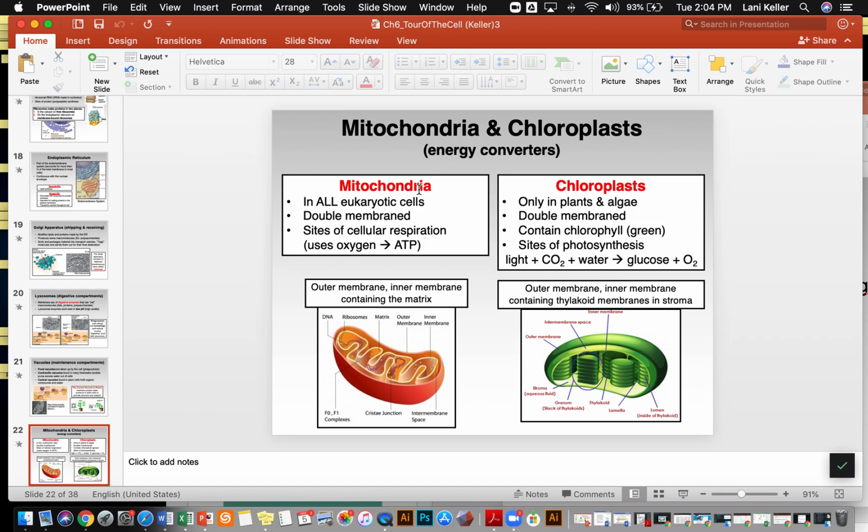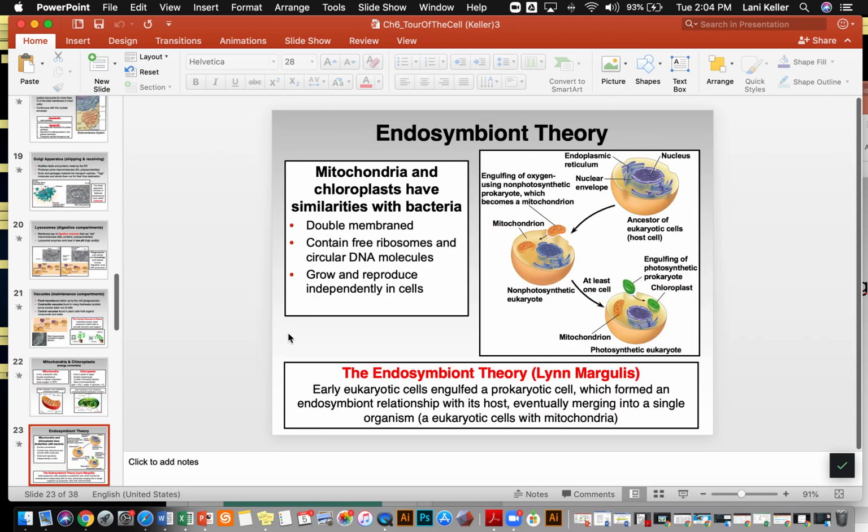The energy converters are the mitochondria and the chloroplast. Mitochondria are responsible for cellular respiration. All eukaryotic cells have mitochondria. Chloroplasts are in plants only, for photosynthesis. Got to know the structures of these two organelles.